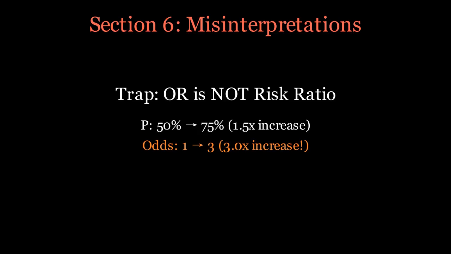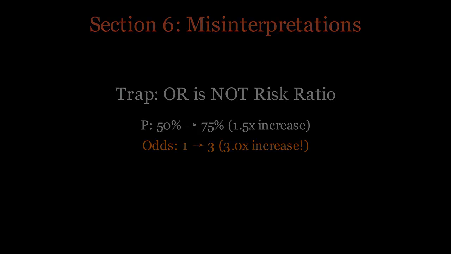For instance, if the probability of an event increases from 50% to 75%, the probability has increased by 1.5 times, but the odds have jumped from 1 to 3, a 300% increase. Always check your baseline before placing your data bet.